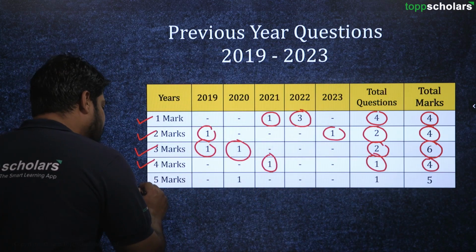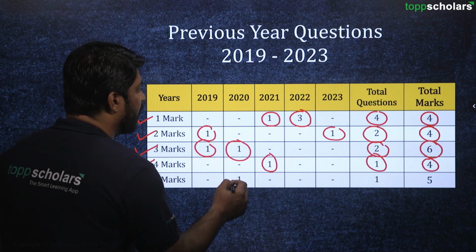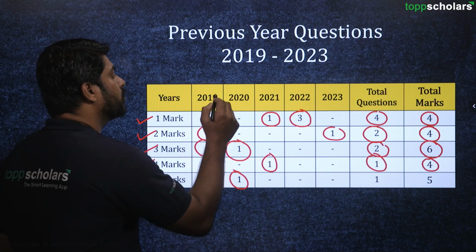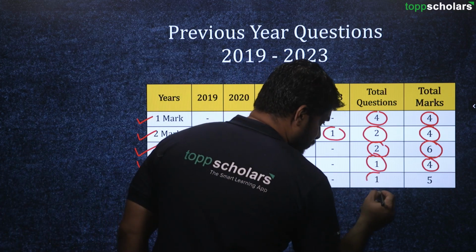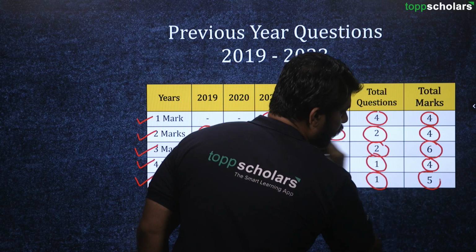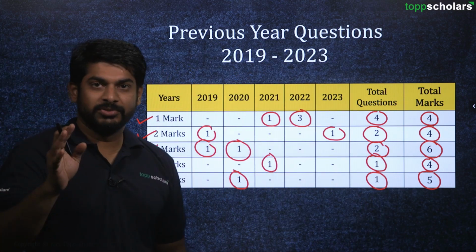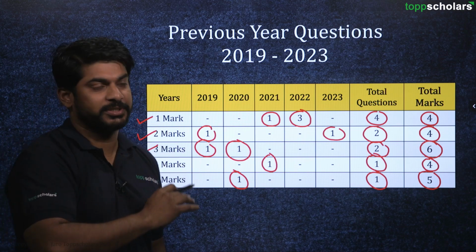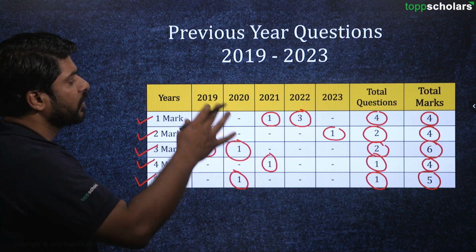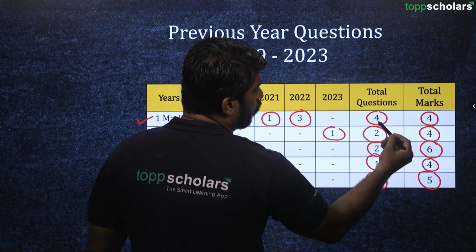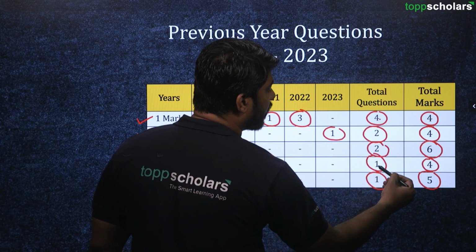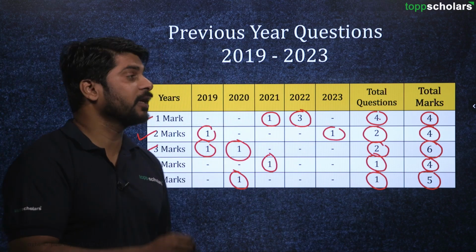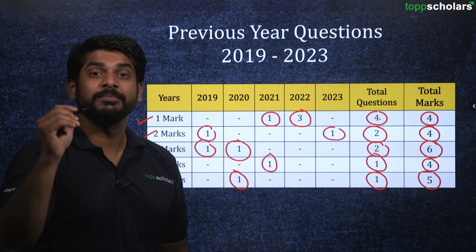And the last we have got the 5 mark question, and there was 1 5 mark question from this chapter in the year 2020, isn't it? And definitely it was for 5 marks, isn't it? So this is how it has been so far for the last 5 years. Okay, so we can see here in total we have got 4 plus 2 is 6, then 8, 9 and 10. In the last 5 years there have been 10 questions asked from this same chapter.